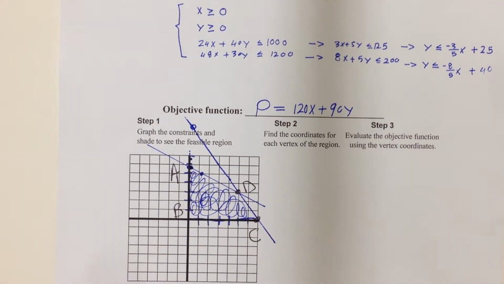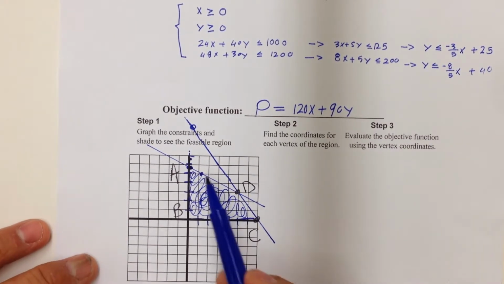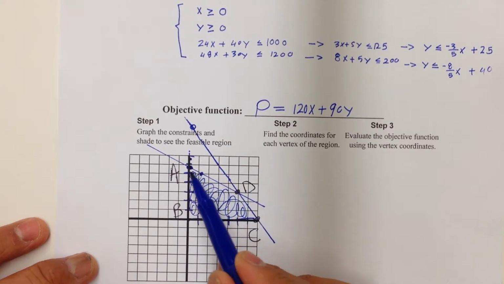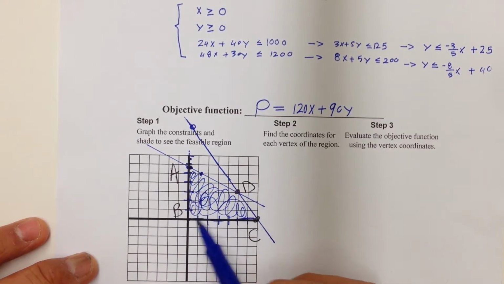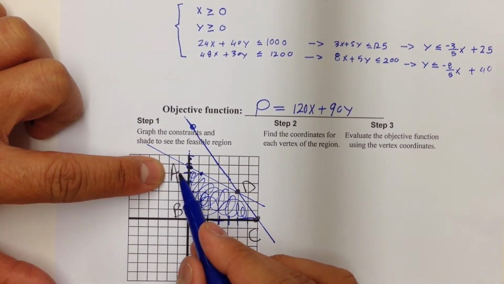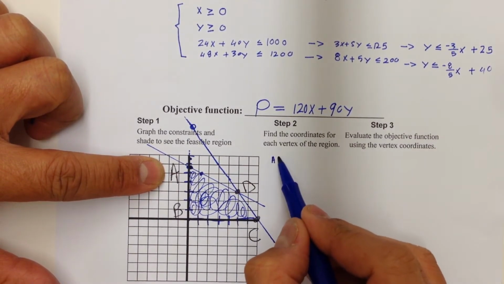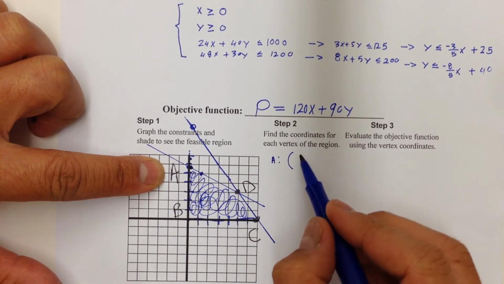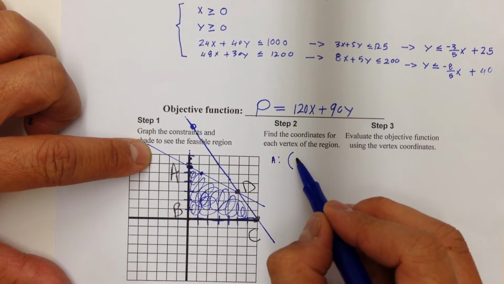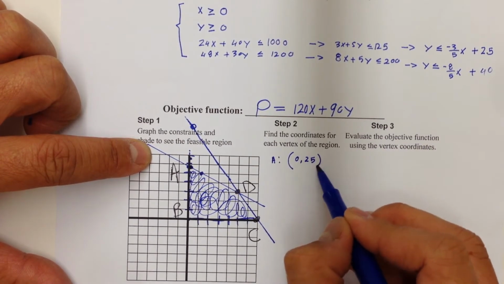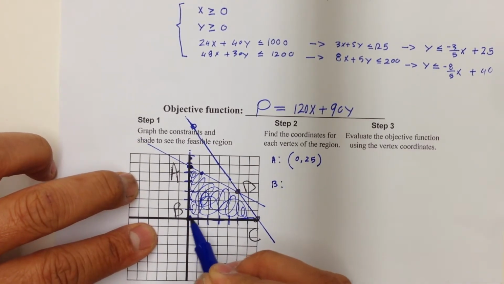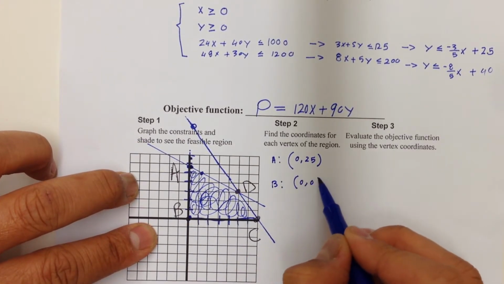Now the next thing I have to do is find all the vertices. There are 4 vertices, and I label those A, B, C, and D. Vertex A is very easy to find because it's the y-intercept of this line, which is this equation, so that would be (0, 25). Vertex B is the origin, (0, 0).